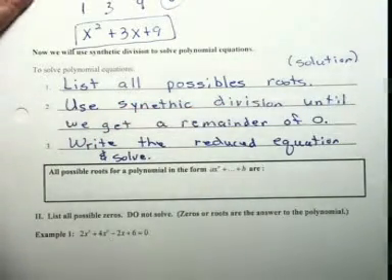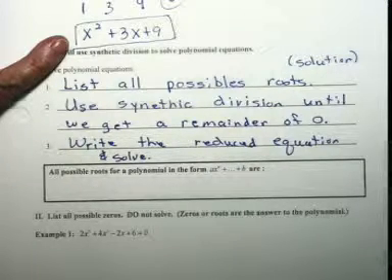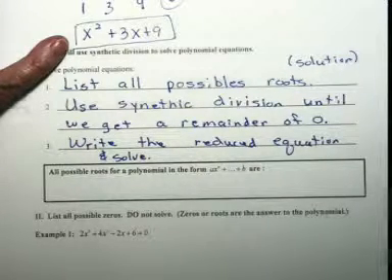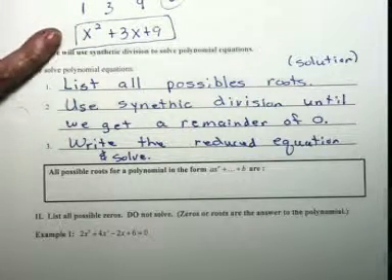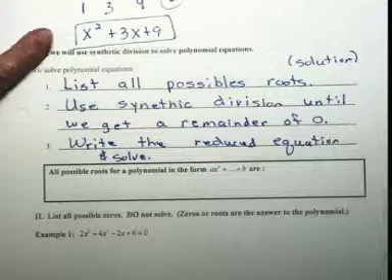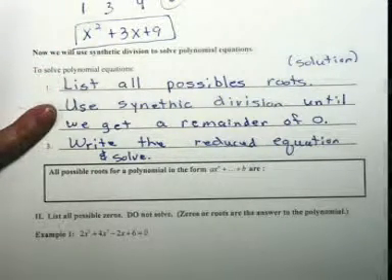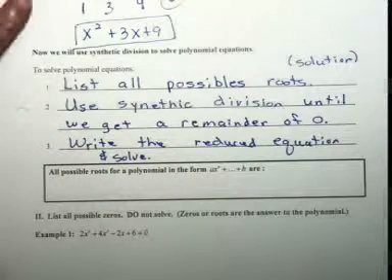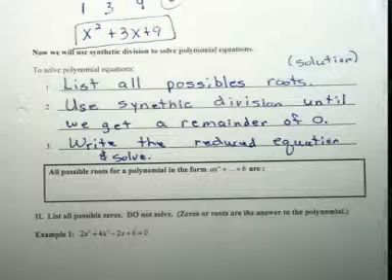This equation up here was an x to the third. Once I get it down to an x squared, we know how to solve it. We can either factor it, or we can go to the quadratic equation, but if you can get it down to an x squared, we then know how to solve it. So we're going to list the possible roots, we're going to do synthetic division. When you get a remainder of 0, that number is one of your solutions. We write the reduced equation and find the rest of them.